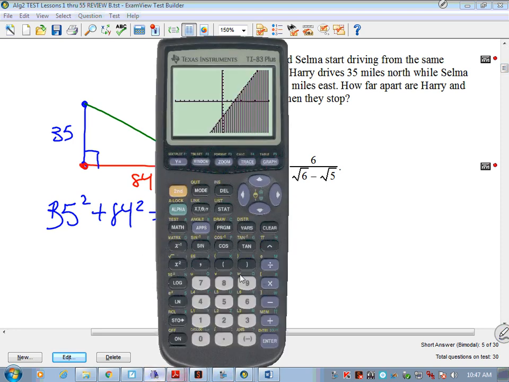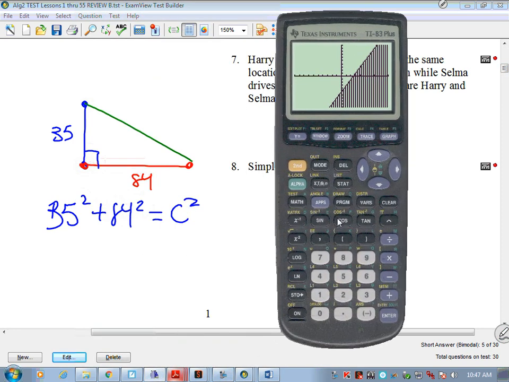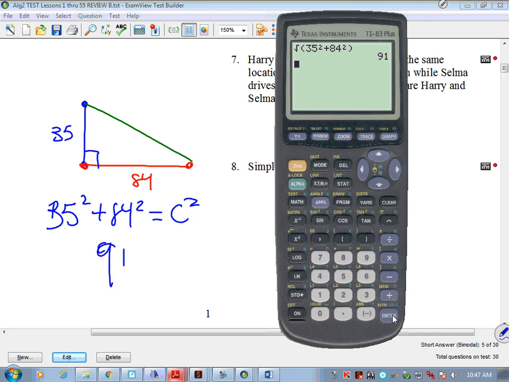we can grab our graphing calculators again. Again, you're going to show me this. You're going to write down this work. But I can actually do this as all one thing. So I can do this as the square root of 35 squared plus 84 squared. Okay, and that should give me my final answer of 91 miles. 91 miles is my answer here. That's how far apart they are.